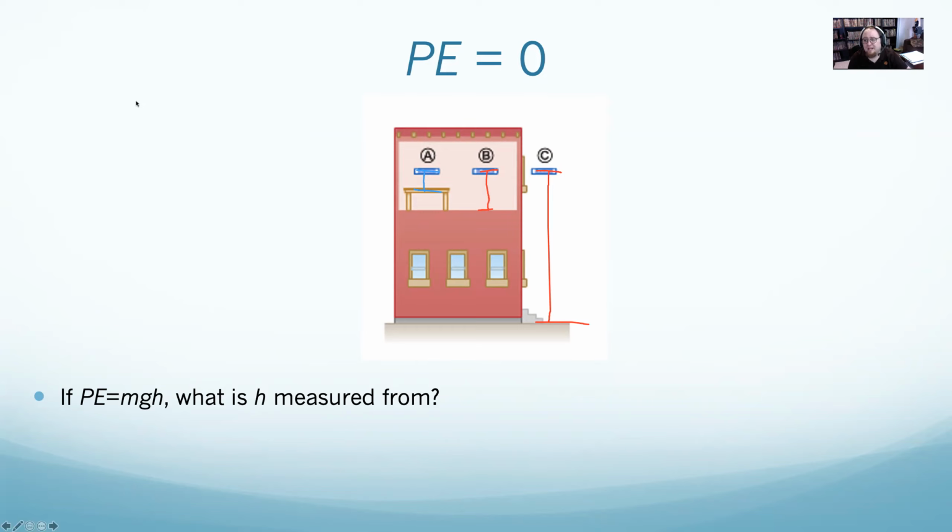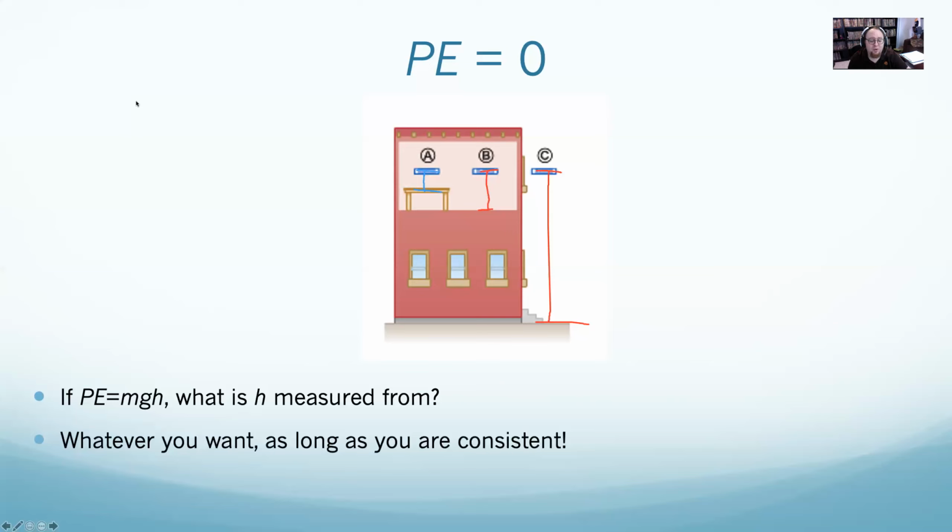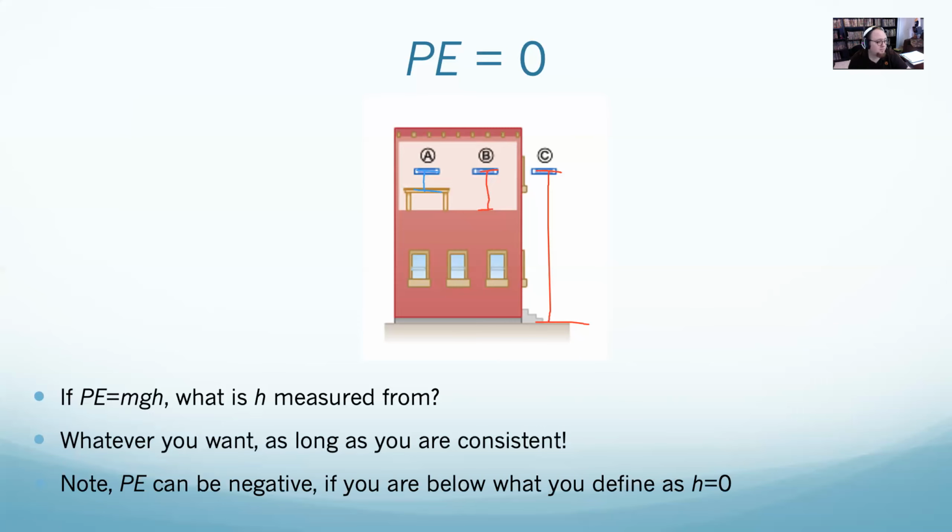General idea: in any given problem, you define where h equals 0. h can be 0 wherever you want, as long as you're consistent. If you define this table as your height equals 0, that's fine, as long as you always define that table as your height equals 0. That being said, potential energy can be negative, because if I define this height as 0 and the book ends up down here underneath the table, if you're beneath your 0 point, that is negative potential energy.